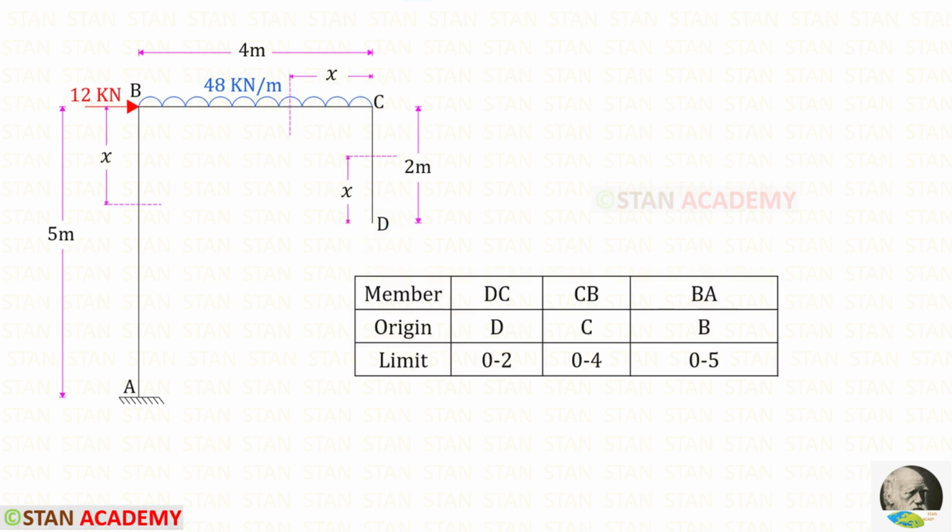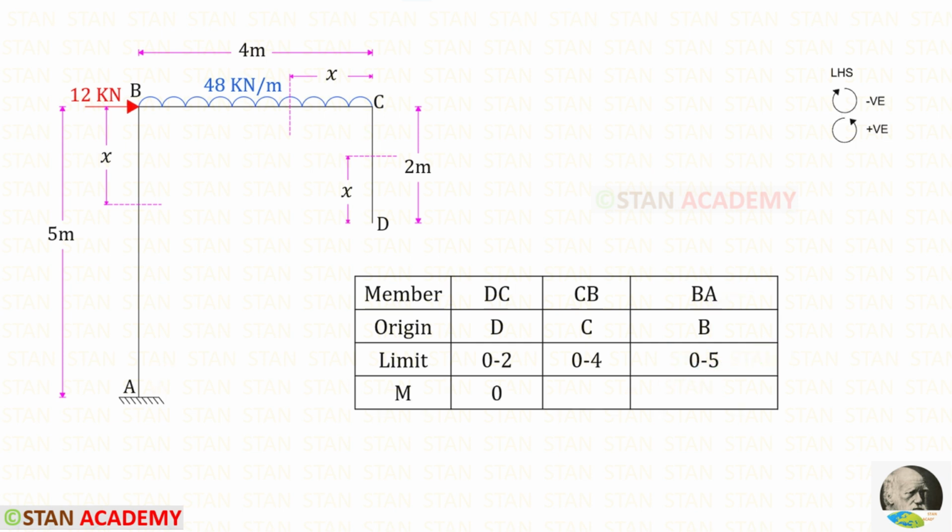Now let us make a table. First let us enter the members. We know that there are 3 members. For the section in DC, the origin is D. For this section, the origin is C. And for this section, the origin is B. For DC, the limit is 0 to 2. For CB, the limit is 0 to 4. And for BA, it is 0 to 5.